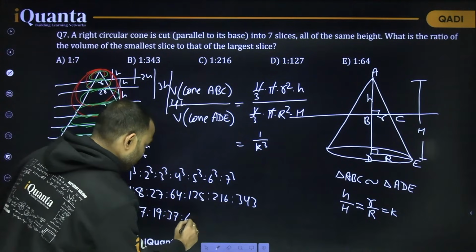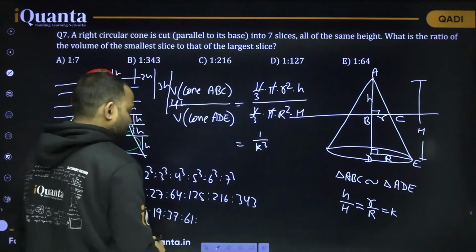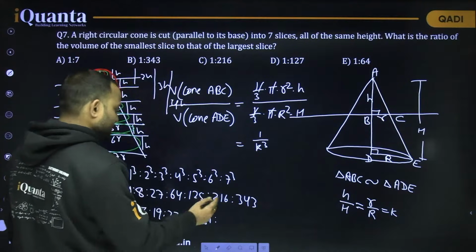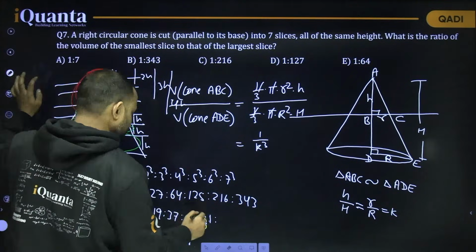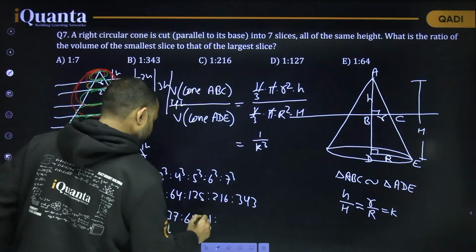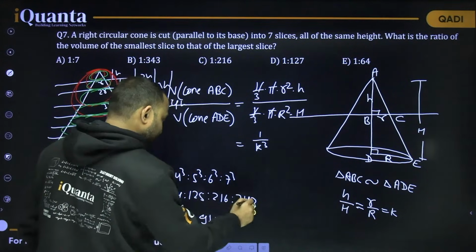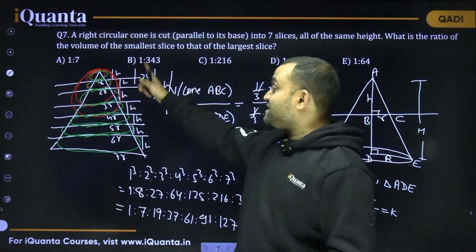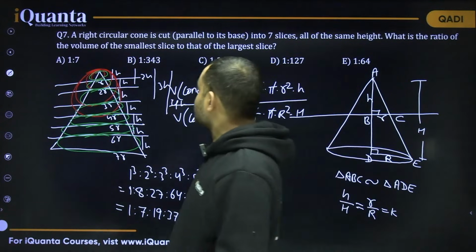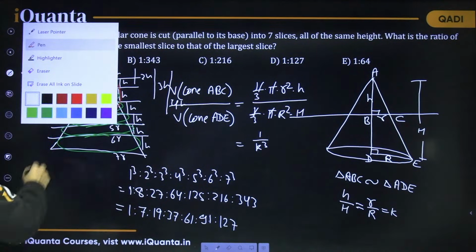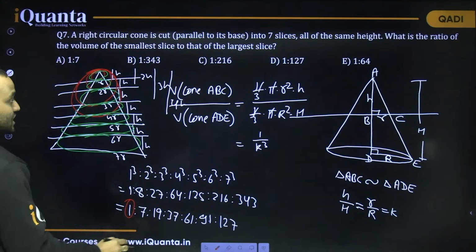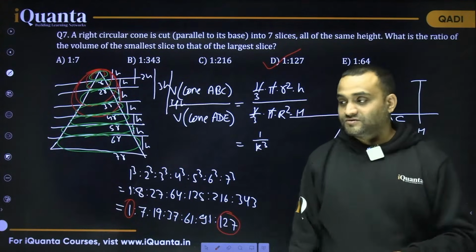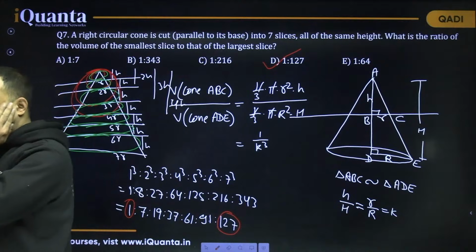This will be 61. 216 minus 125 is 91. And this is 127. This is the ratio of volumes of these 7 pieces. The question is the ratio of the smallest slice to the largest slice, 1:127, which is option D. Okay? That's your answer.